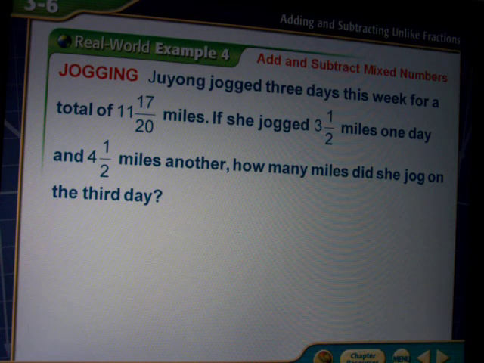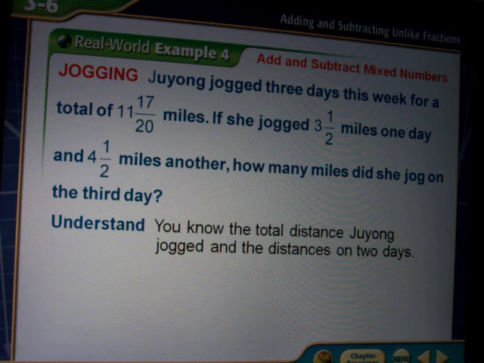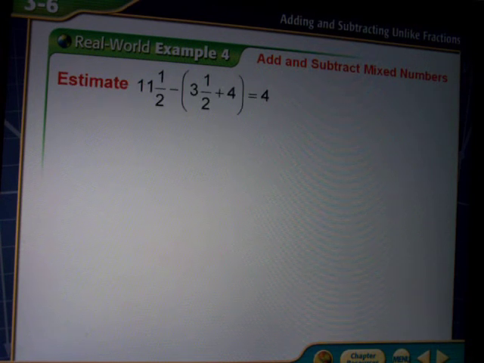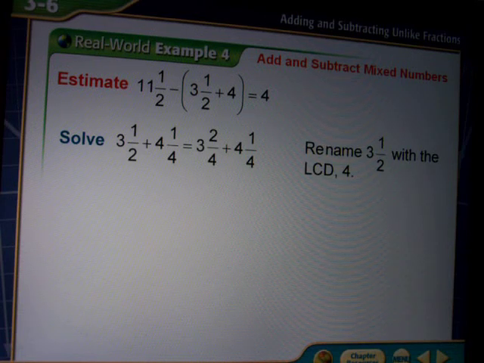Alright, Zhuang jogged 3 days this week for a total of 11 and 17/20 miles. If she jogged 3 and 1/2 miles one day and 4 and 1/2 miles another day, how many miles did she jog on the third day? So we know the total number of miles she jogged. What we don't know is what she jogged the third day. So we're going to add the known distances and then subtract that from 11 17/20. So our equation is going to look like this.